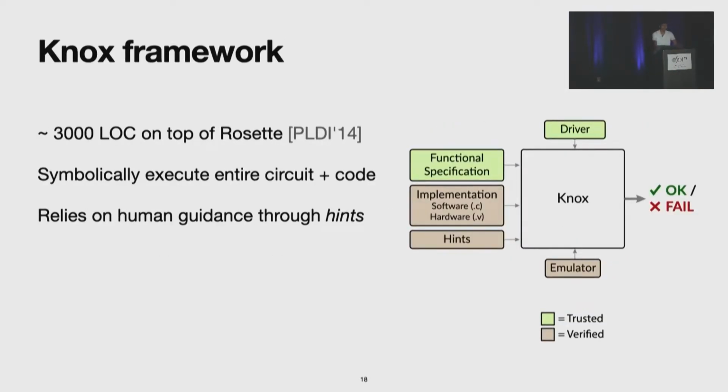To verify HSMs using IPR, we built the Knox framework. And this framework uses symbolic execution. It's actually symbolically executing the entire circuit and the code that's running on top of it. You can think of it as we're inlining the code into the circuit and then symbolically executing the whole thing. And to make this scale to reasonably sized HSMs, we rely on the developer to provide untrusted guidance. It's basically extra proof input to the system.